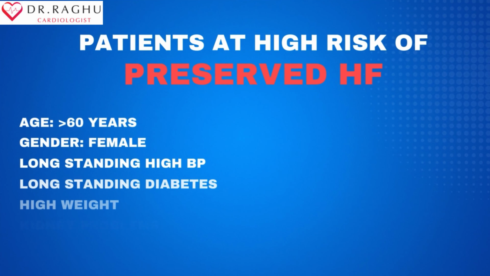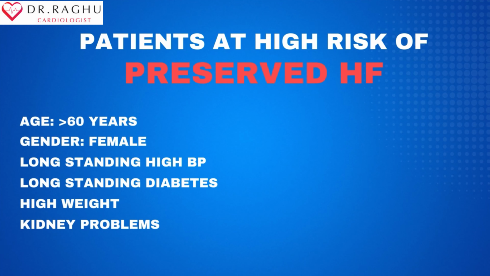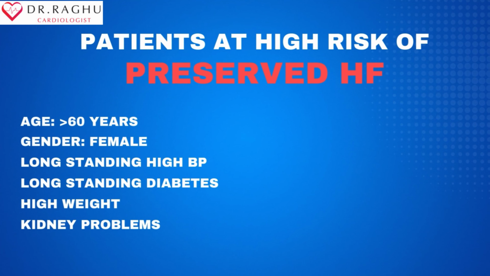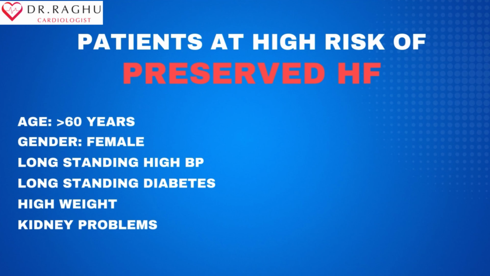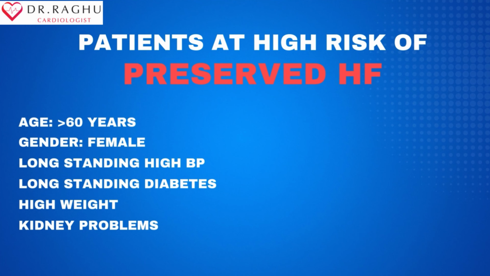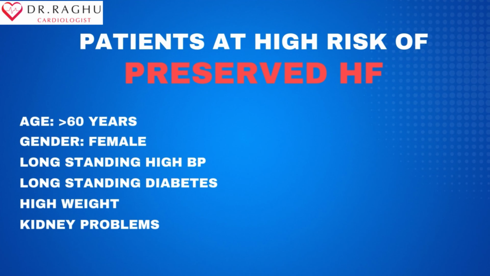The first one being elderly people, age more than 60 years, women, those patients who never had a heart disease or a heart attack, no coronary artery disease, that is normal coronary arteries. Then the fourth is those patients who have got high blood pressure, patients who have got obesity, patients who have got long-standing diabetes, associated chronic kidney disease. These are the groups of people who can be afflicted with preserved ejection fraction. The more advanced the age, the higher the chances of preserved ejection fraction heart failure.